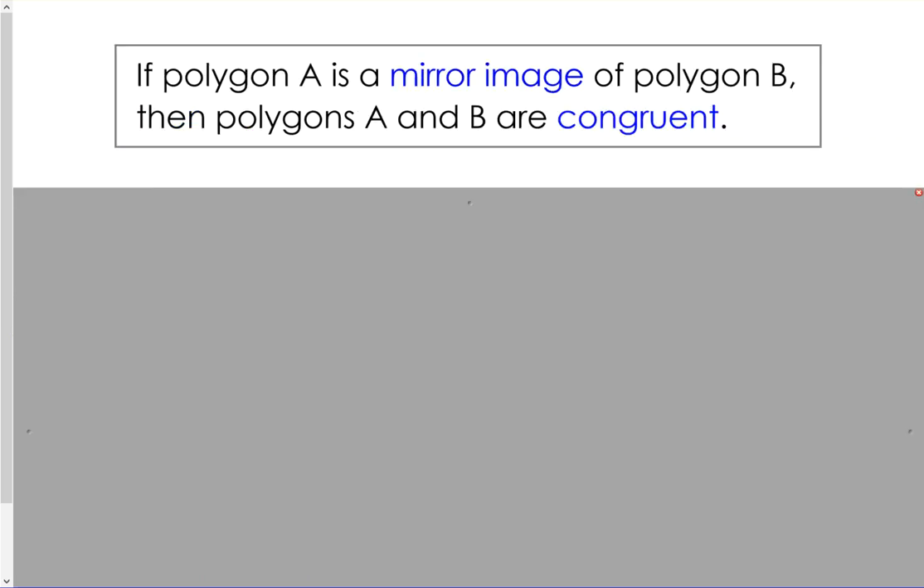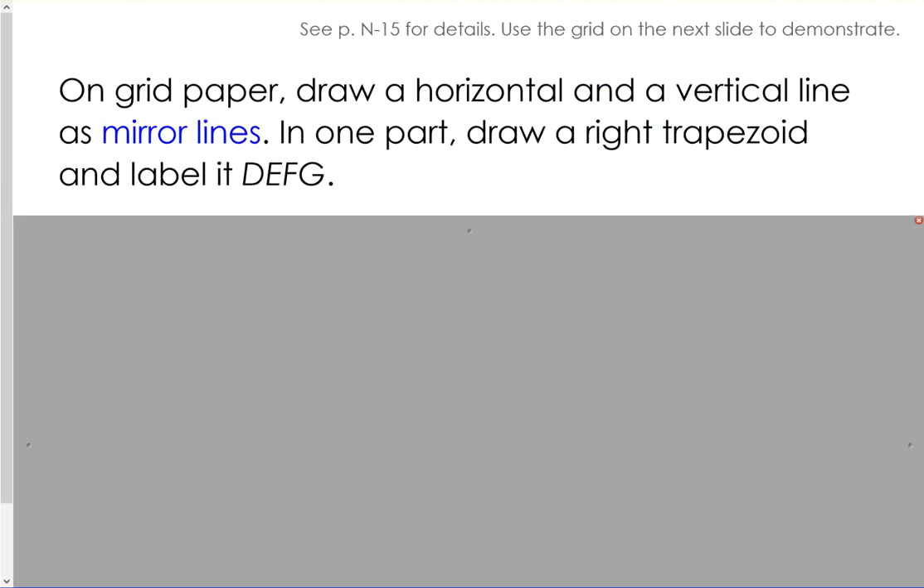To review, if polygon A is a mirror image of polygon B, then polygons A and B are congruent. For the next question, I would like you to follow along on your whiteboard. If you do not have grid lines on your whiteboard, do your best to estimate the distances away from each mirror line.